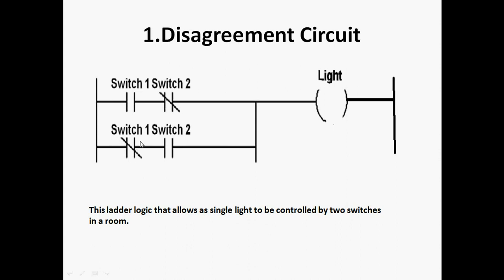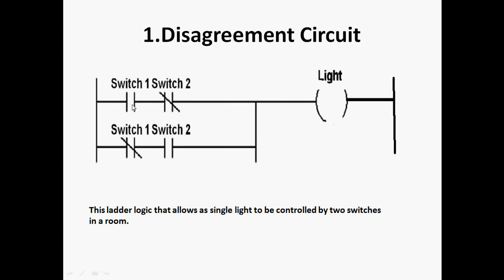Here switch 1 is 0 and switch 2 is 1, then and only then the output, that is the light, is on. That means when two different values are present for the first rung and second rung, that dissimilar value indicates the output should be on. Dissimilar value means 1 and 0, or 0 and 1, so the output should be on.